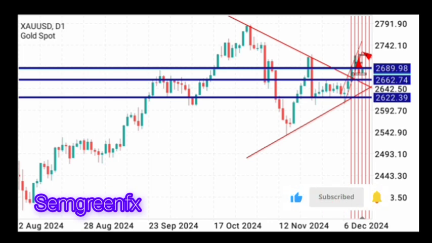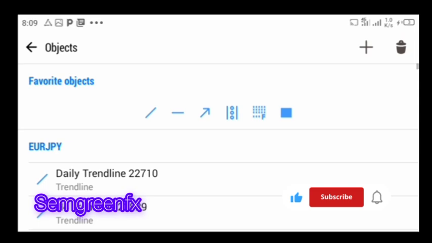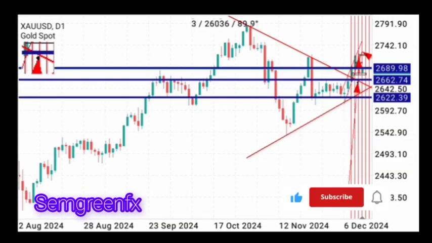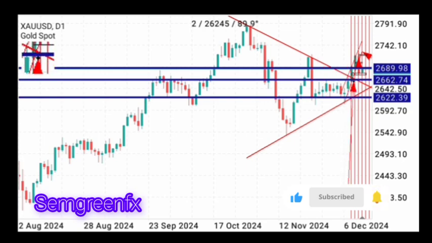So now on gold, we are looking at price trending to the upside because price has already broken our trend line to the upside. So this was a downward trend line and an upward trend line, and this pattern, as we all know, is a pennant pattern. This is my upward trend line, and this was a downward trend line.